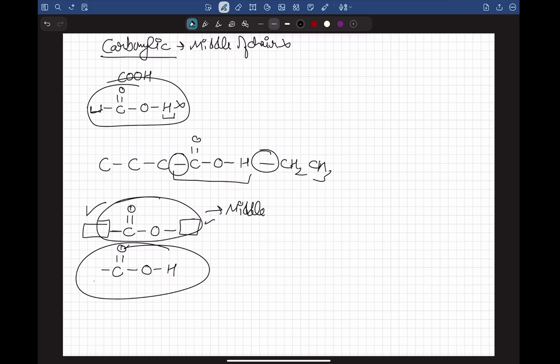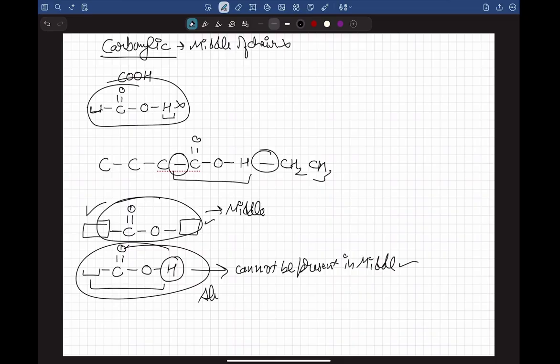On the other hand, carboxylic acid looks a little similar to ester, but it also has an additional hydrogen and it can only bond from one side. So carboxylic acid cannot be present in the middle of the chain. It will always be in terminals. By terminals I mean the extreme left hand side of the chain or the right hand side of the chain. Alright, now I'm hoping this confusion is clear.